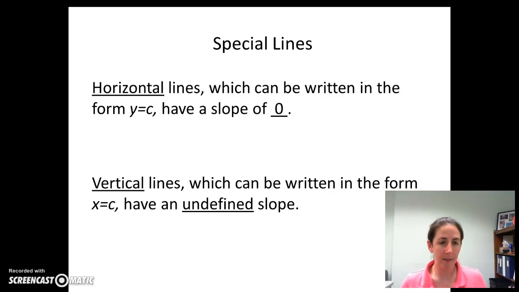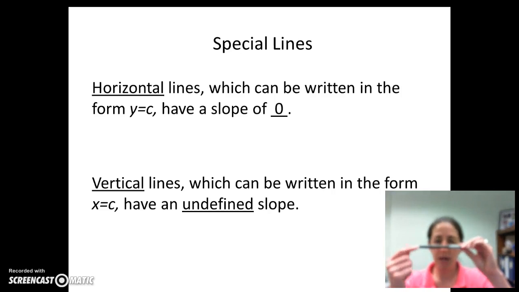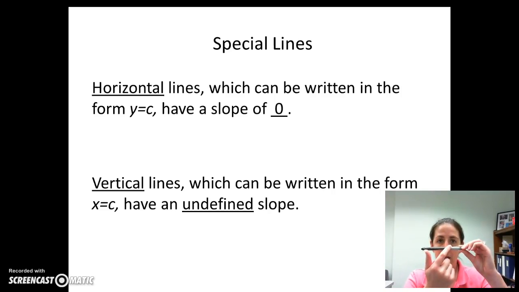So think of it this way. You have your horizontal line here. Your slope is measured by rise over run. I don't go up or down any, I just move left or right. So not going up and down means your rise is 0 over your run. 0 over anything is 0. That's why horizontal lines have a slope of 0.